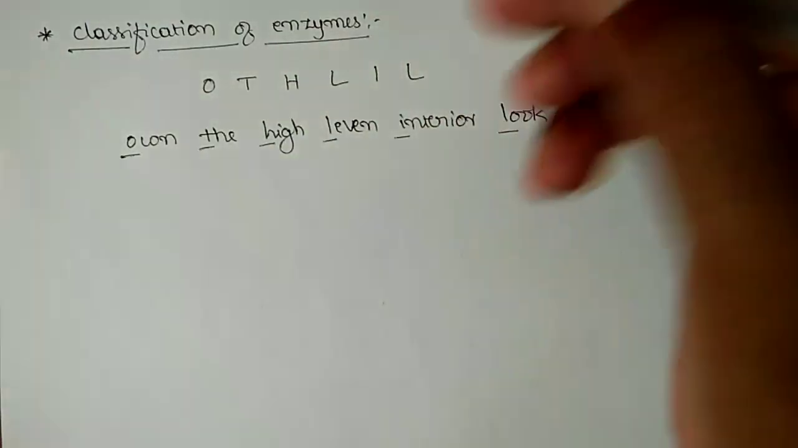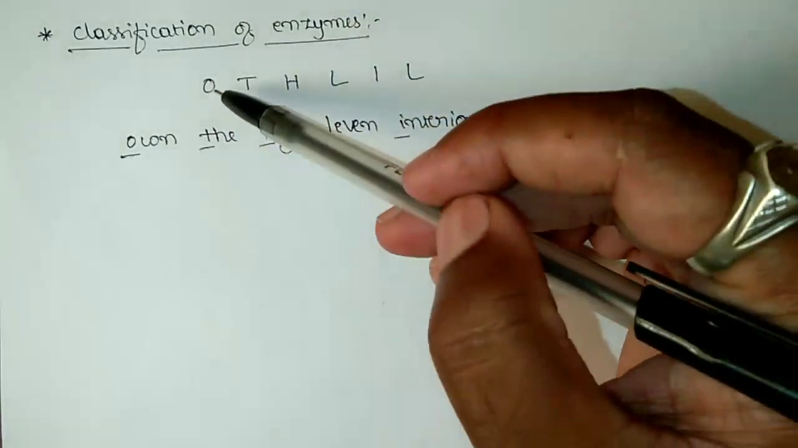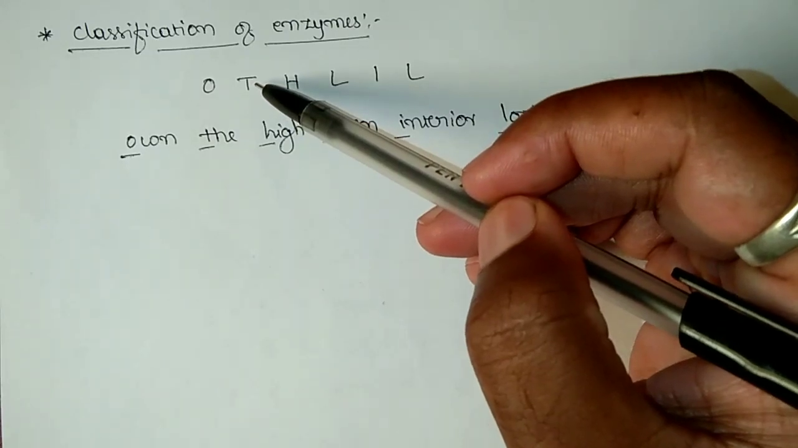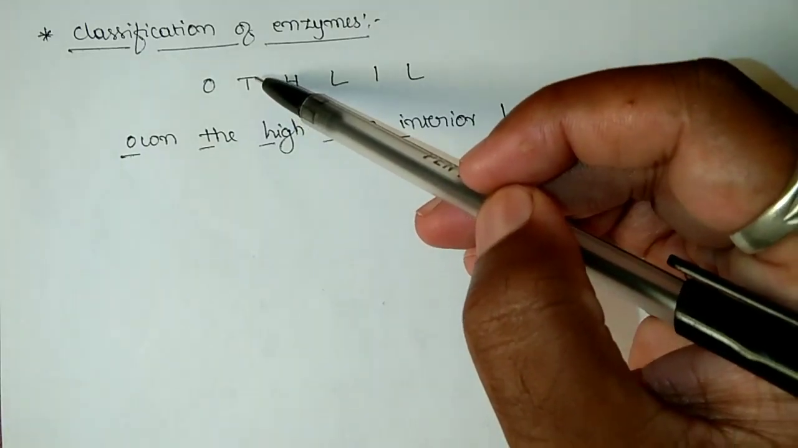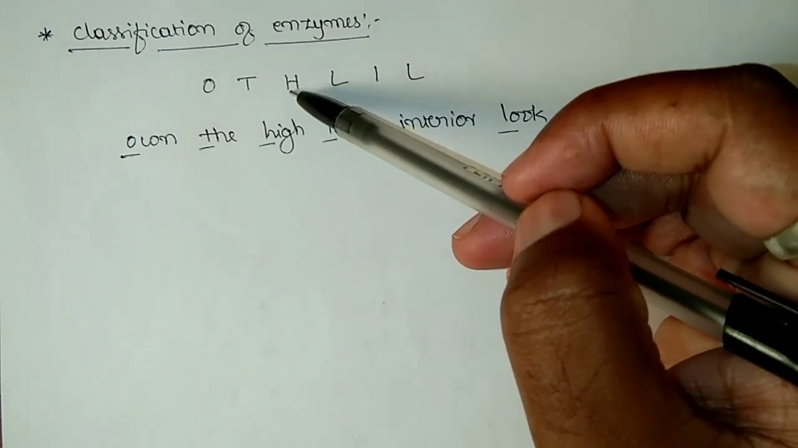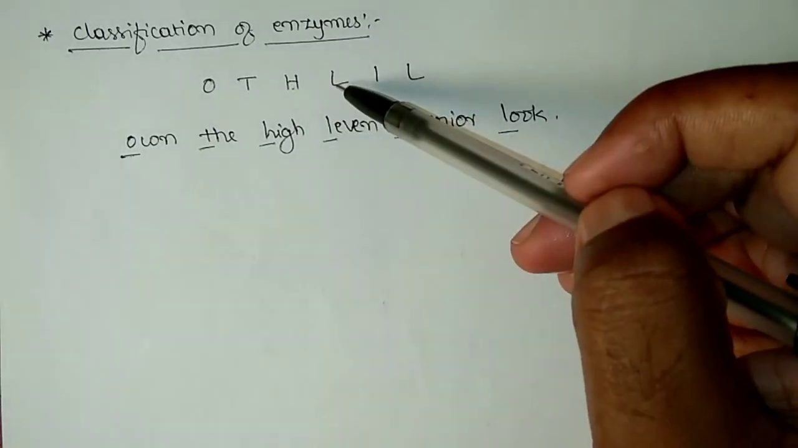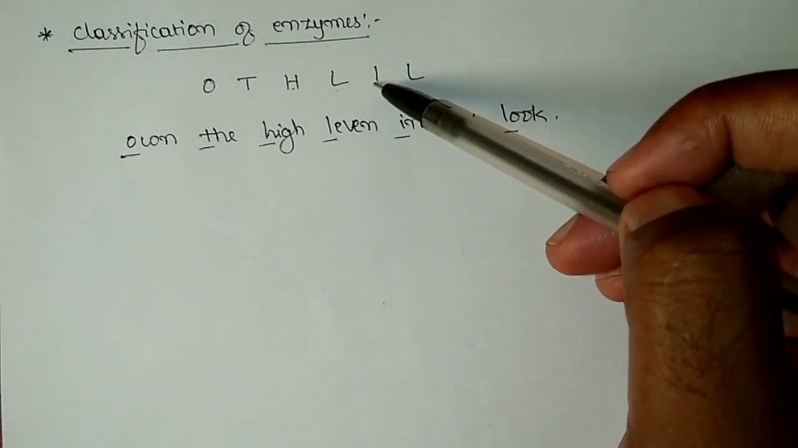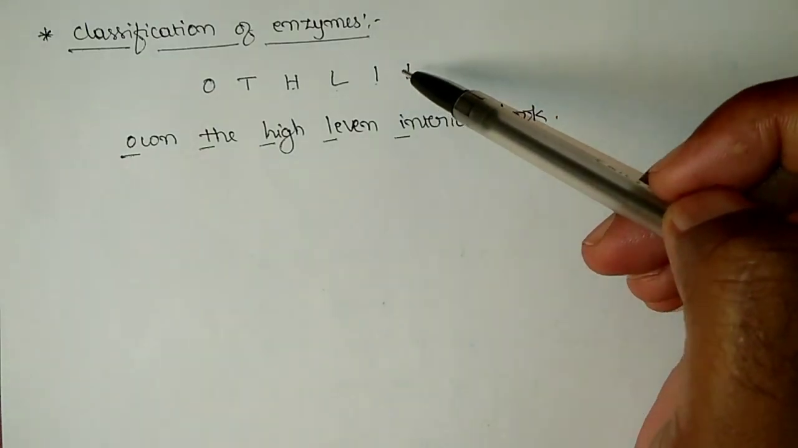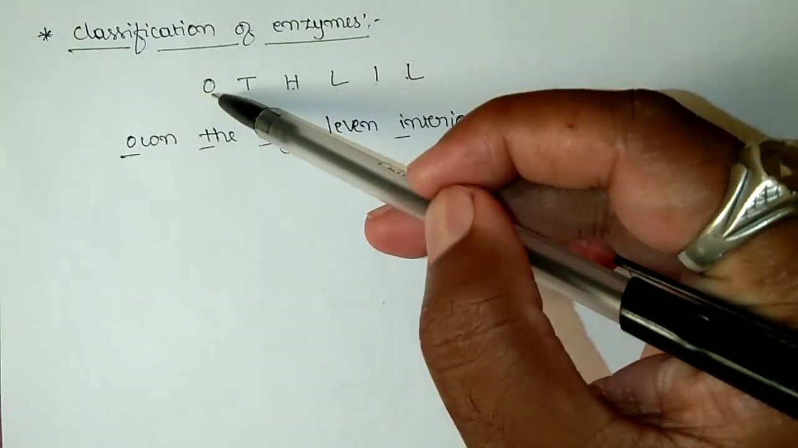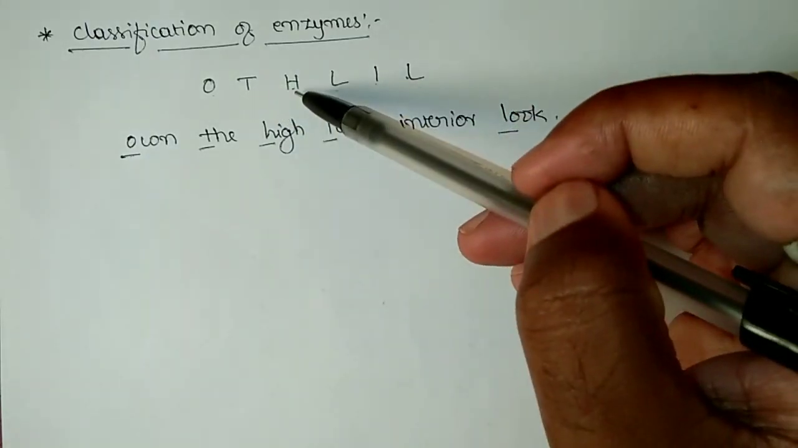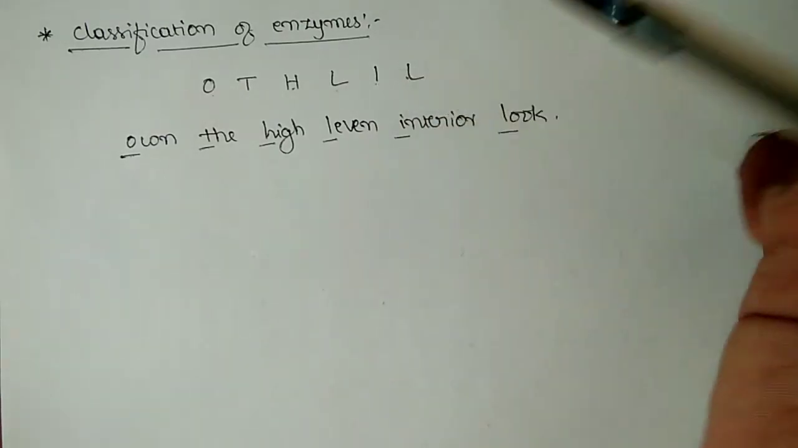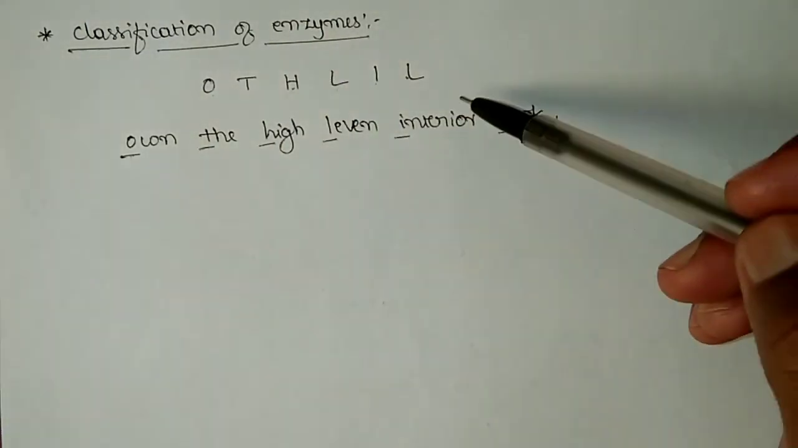And now we shall look over each and every type. The first class, that is O, accounts for Oxido Reductase, and the second letter T accounts for Transferases, and the third one H accounts for Hydrolases, and the fourth one is Lyases, I Isomerases, L Ligases. I repeat: Oxido Reductases, Transferases, Hydrolases, Lyases, Isomerases, Ligases. So totally 6 major classes of enzymes.